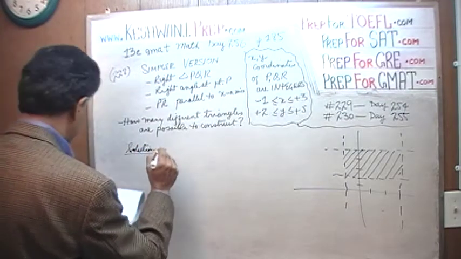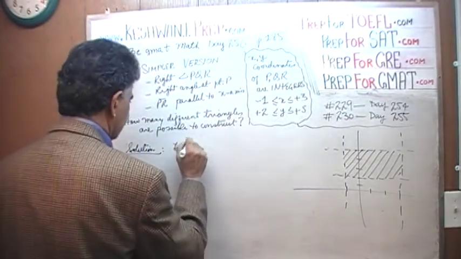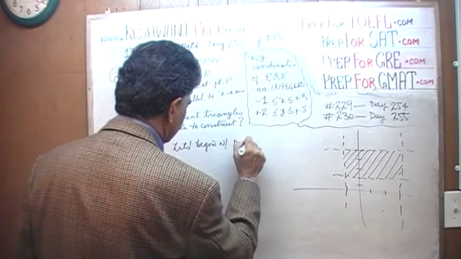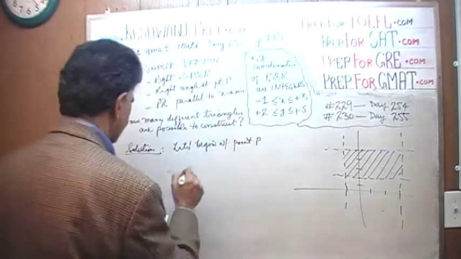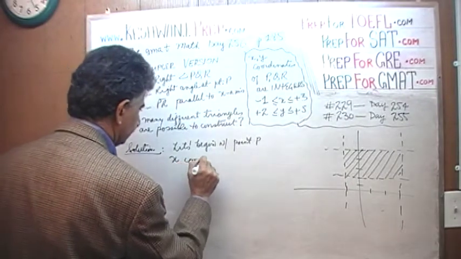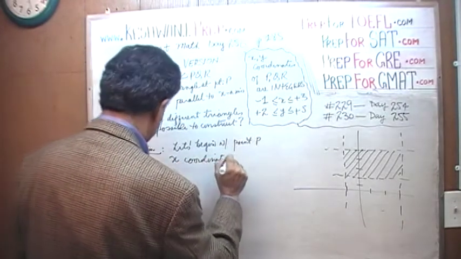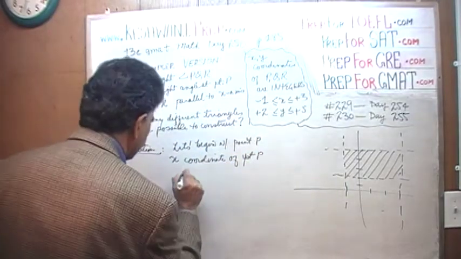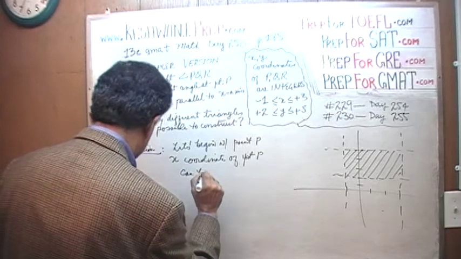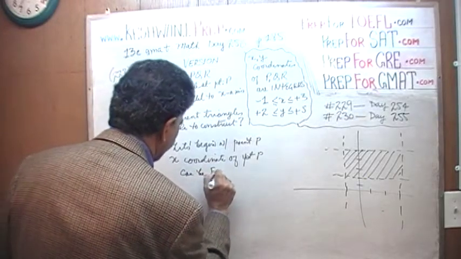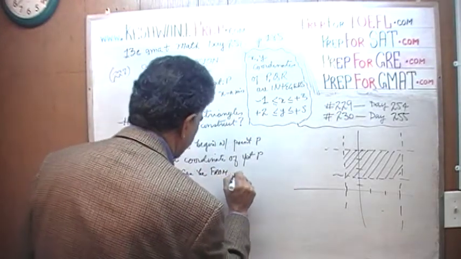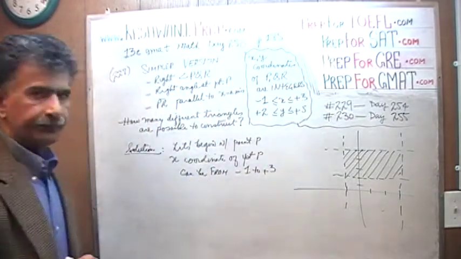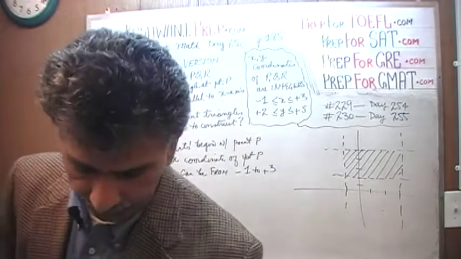Here's the solution. Let's begin with point P. The x coordinate of point P can be from -1 to +3. We are told that it can be anywhere from -1 to +3.